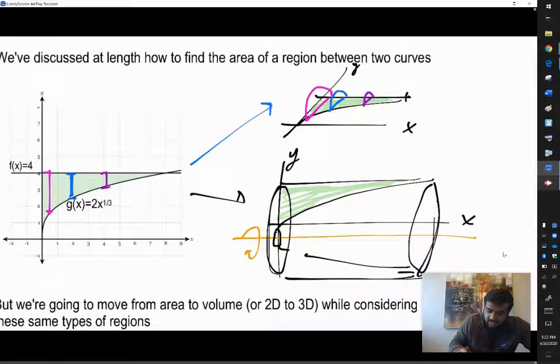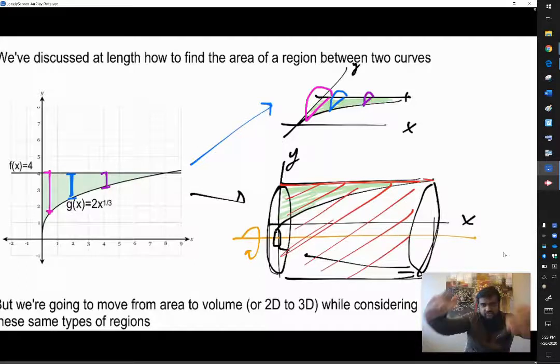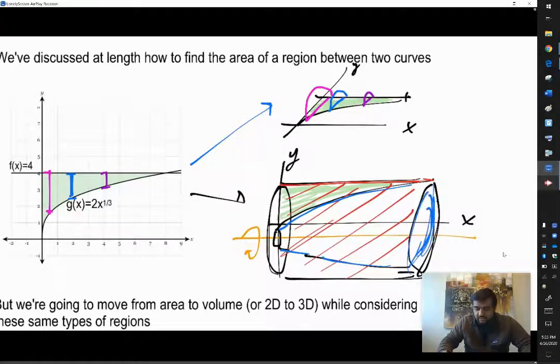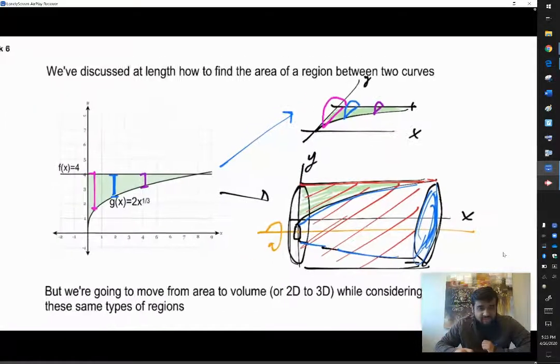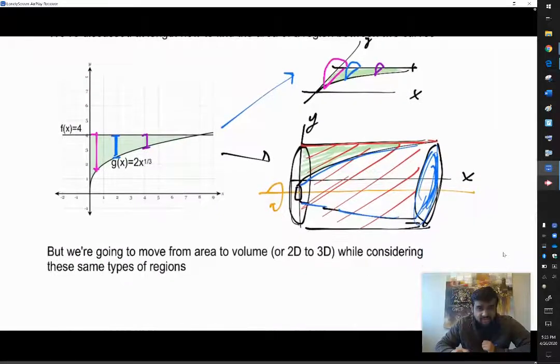Imagine that the top boundary was red, then you'd have a red exterior here as that flat line gets revolved around. And let's say the bottom curve was blue, you'd have an inside blue portion as the interior of our object that's been hollowed out or cored out. So finding the volume of this, as well as finding the volume of the previous solid, is a calculus topic that we'll cover.